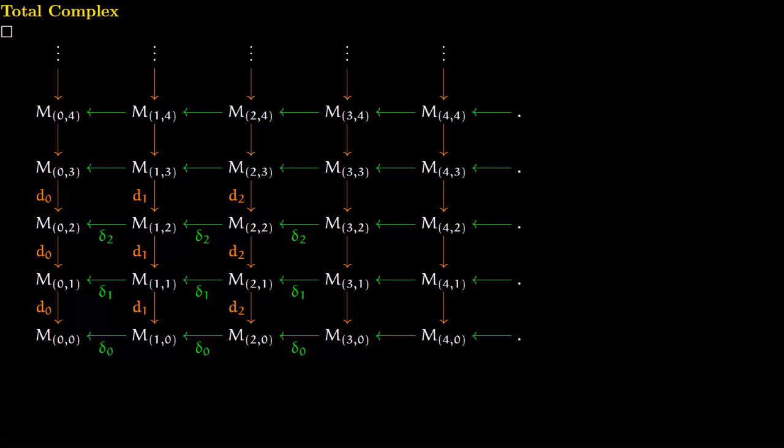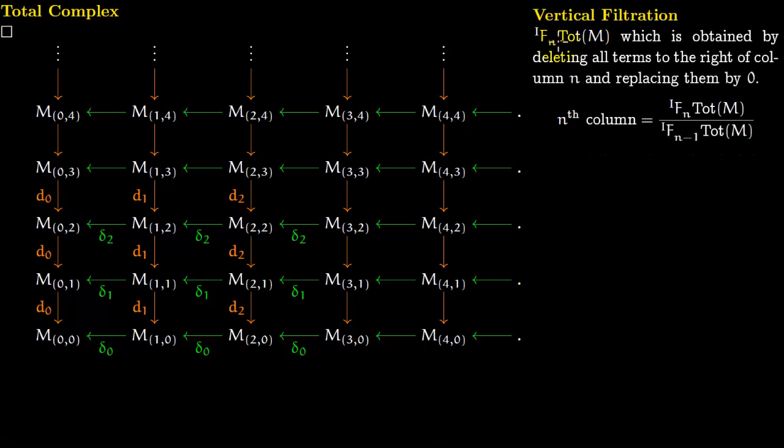In this lecture, we give two filtrations of the total complex, the vertical filtration and the horizontal filtration. So let us start with the vertical filtration. The vertical filtration is written like this: F^n of Tot(M), our total complex, and 1 denotes the vertical filtration, and in horizontal we will write 2 here. This is obtained by deleting all terms to the right of column n and replacing them by 0.